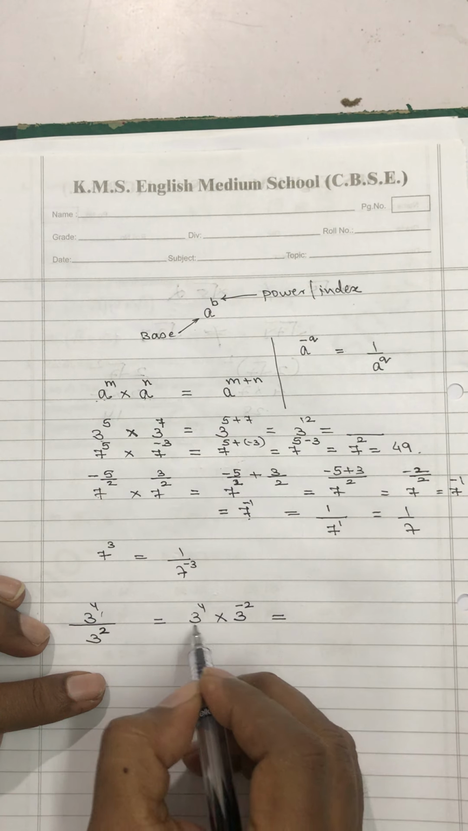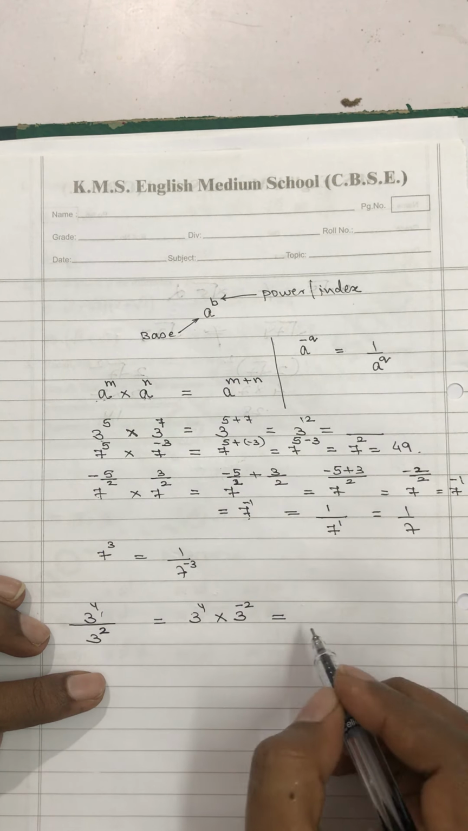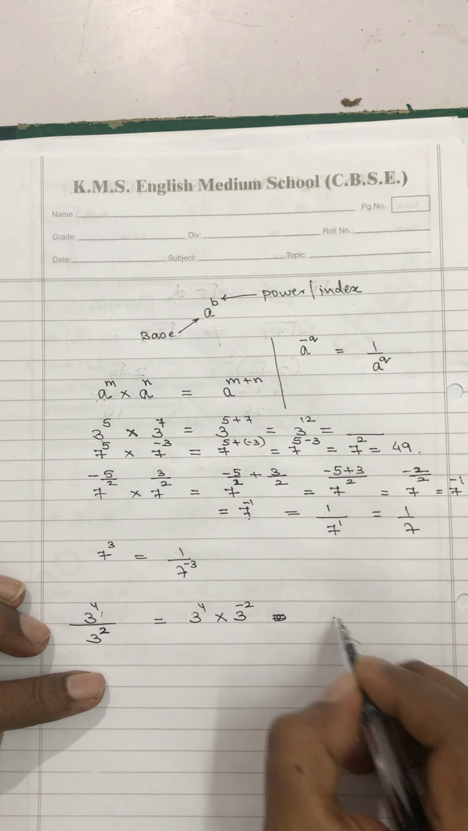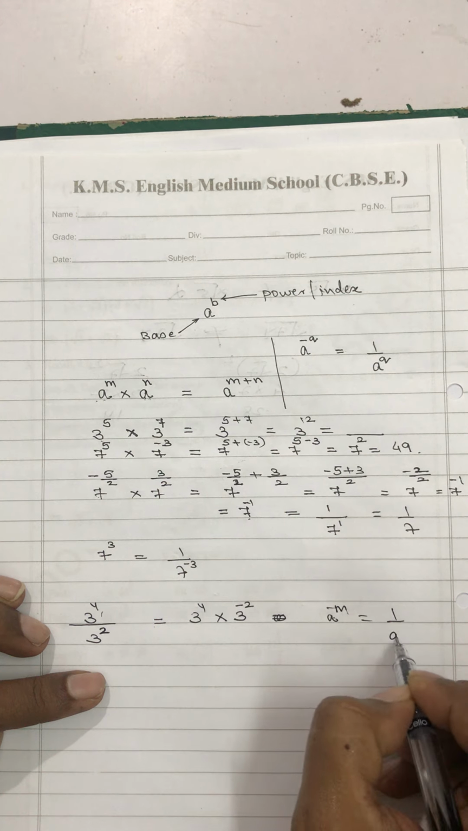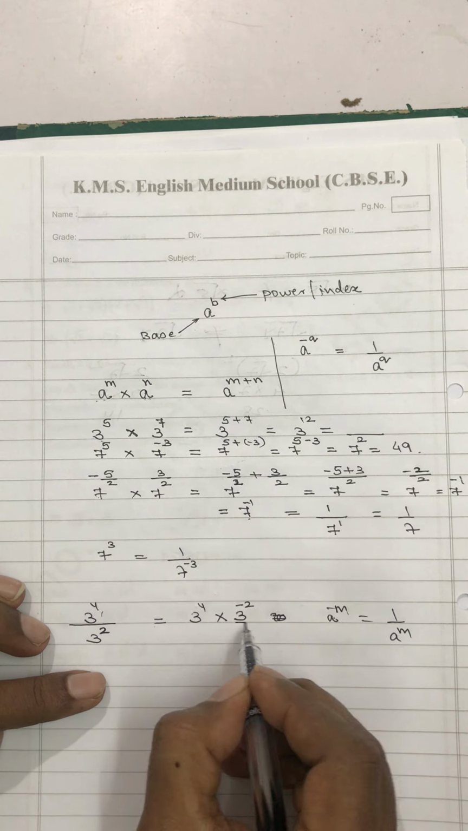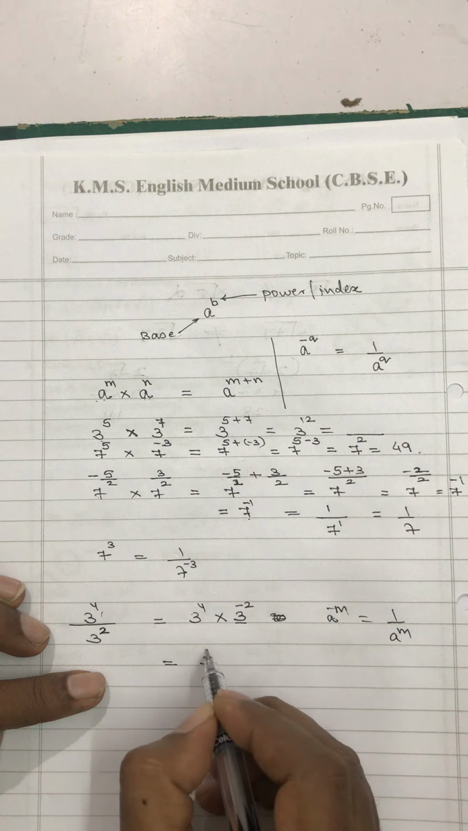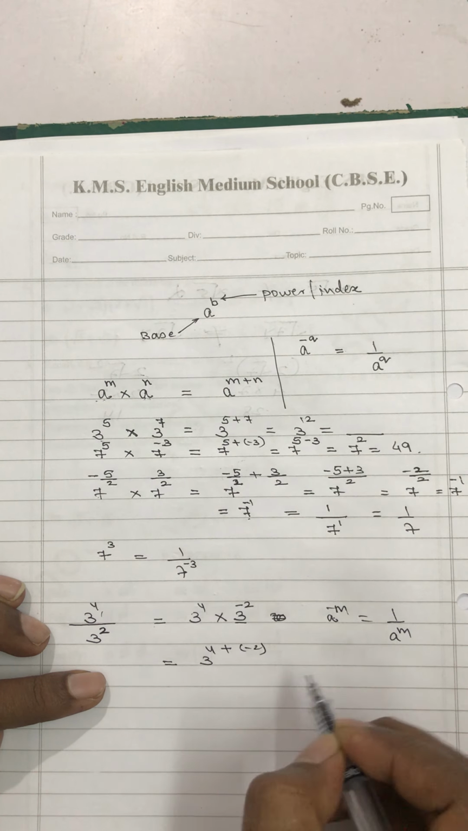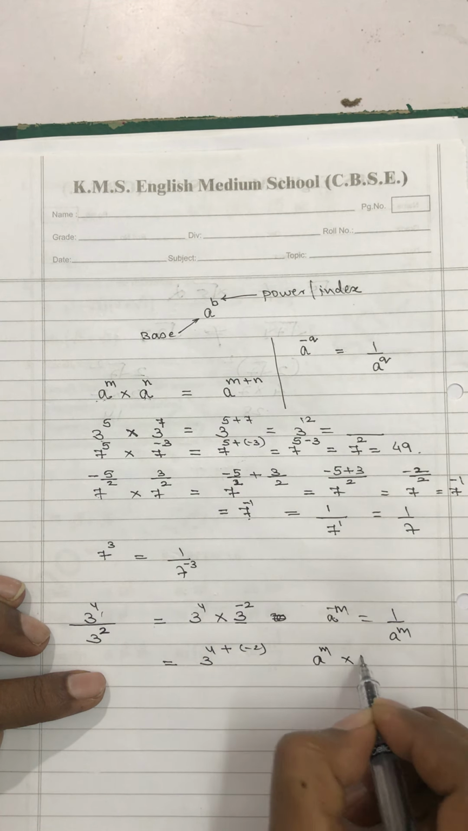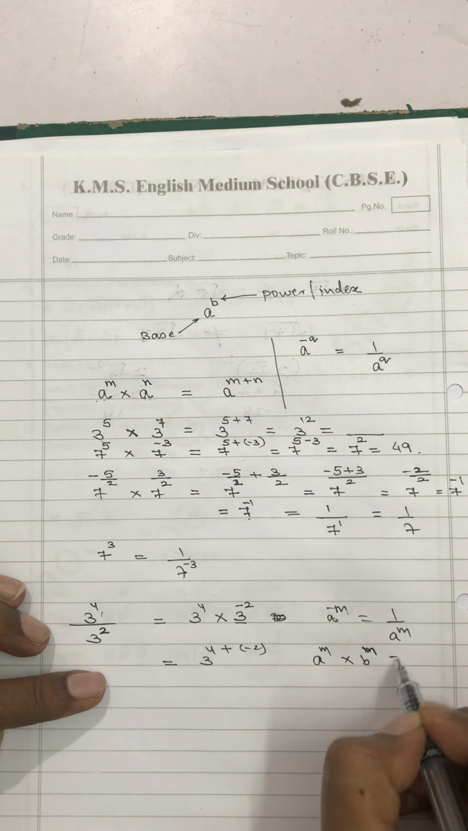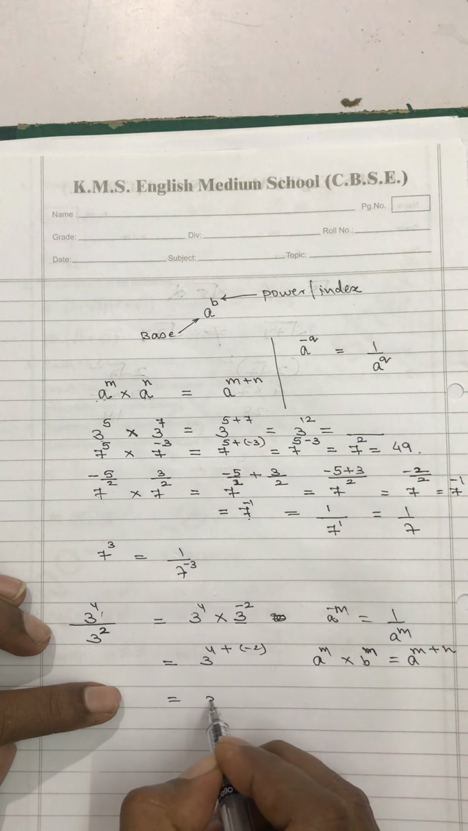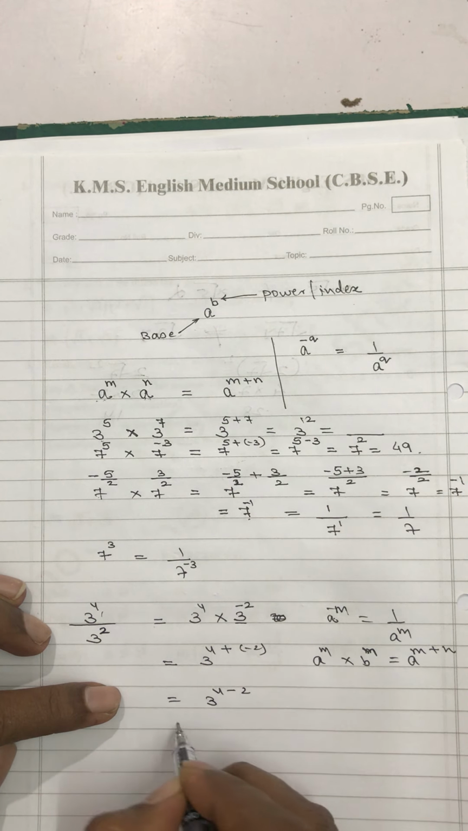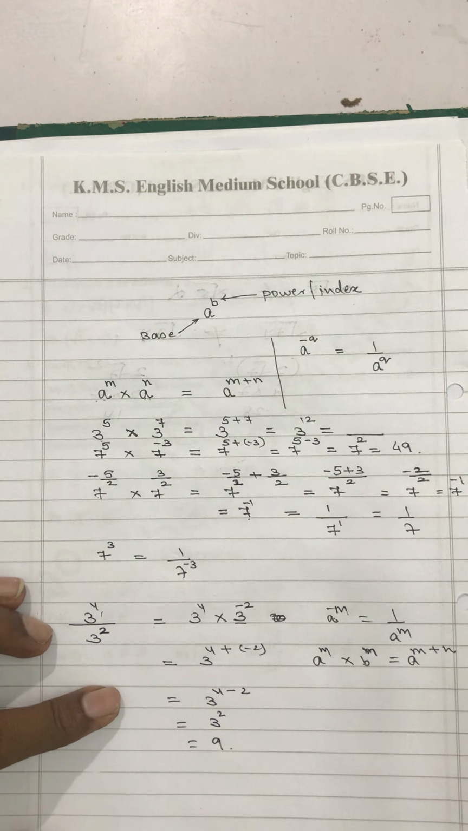So this will become now what? Now this will come into picture. So this will become what now? Here you will write a raised to the power of minus m is equal to 1 upon a raised to the power of m. This rule has been applied here. So this will become 3 raised to the power of 4 plus minus 2. Here the rule is a raised to the power of m into a raised to the power of n is equal to a raised to the power of m plus n. This will become 3 raised to the power of 4 minus 2. This will become 3 raised to the power of 2. This will be 9. Fine.